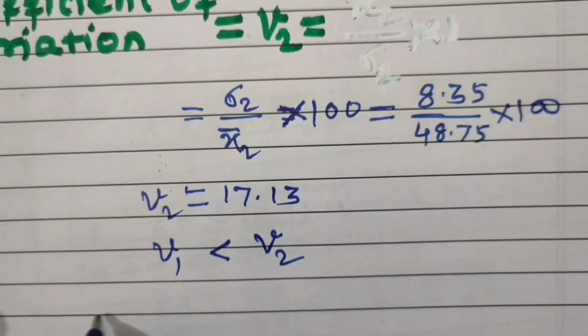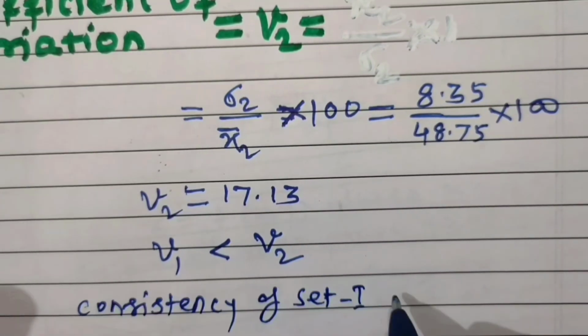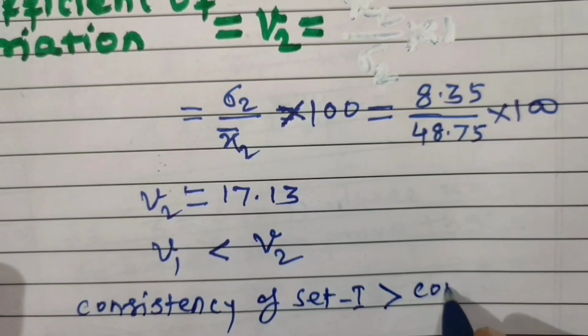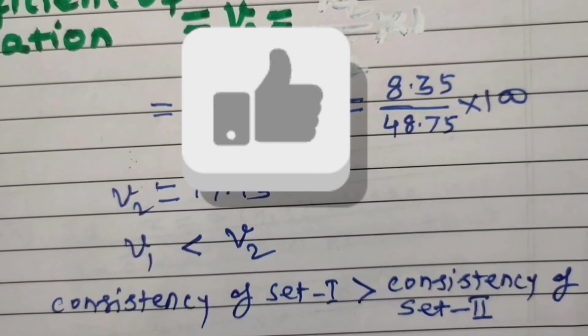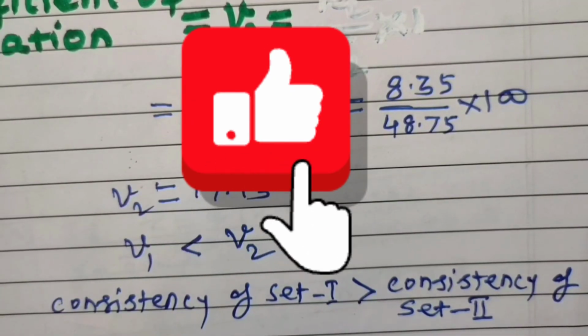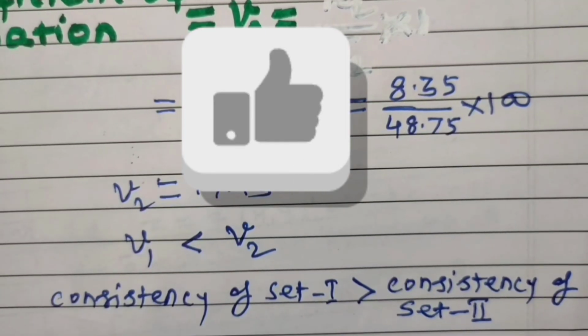Hence we can write consistency of set 1 is greater than consistency of set 2. So this is solution, means here it is clear that set 1 is more consistent as compared to set 2. Hence the answer. Let us stop here.